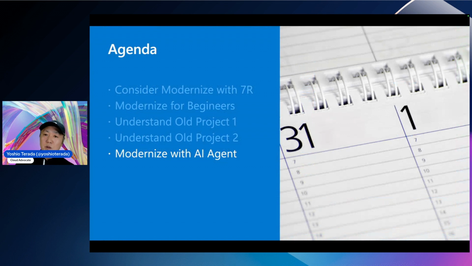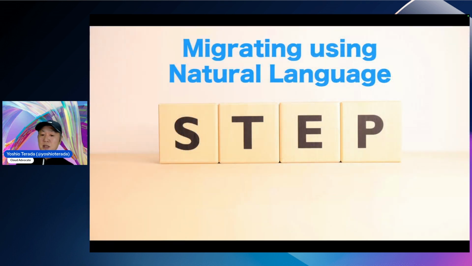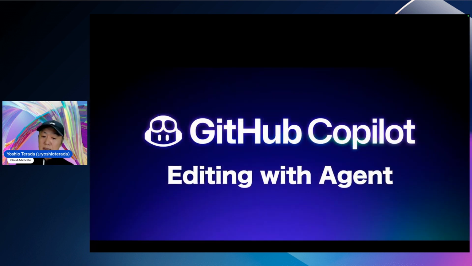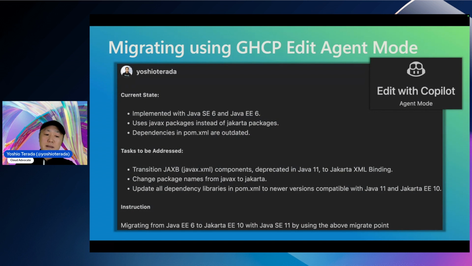And currently, in order to modernize the system, we can analyze the current system and the current project. So finally, I would like to modernize the application by using the AI agent, migrating using natural language. This is also using GitHub Copilot editing with the AI agent. In order to do that, I created the prompt like this.